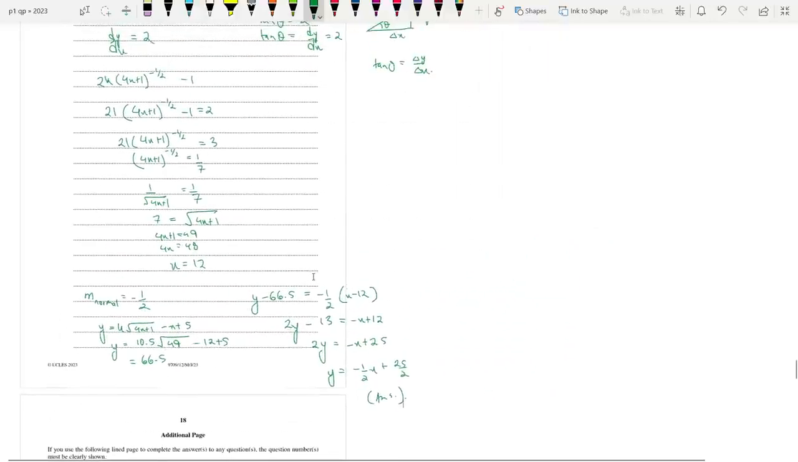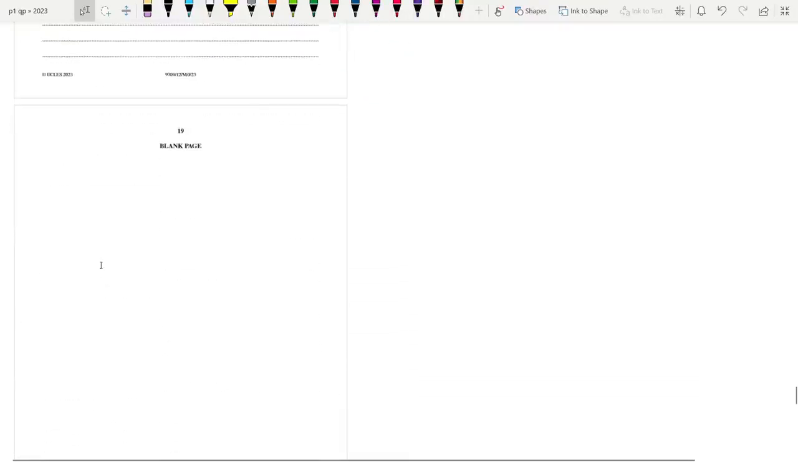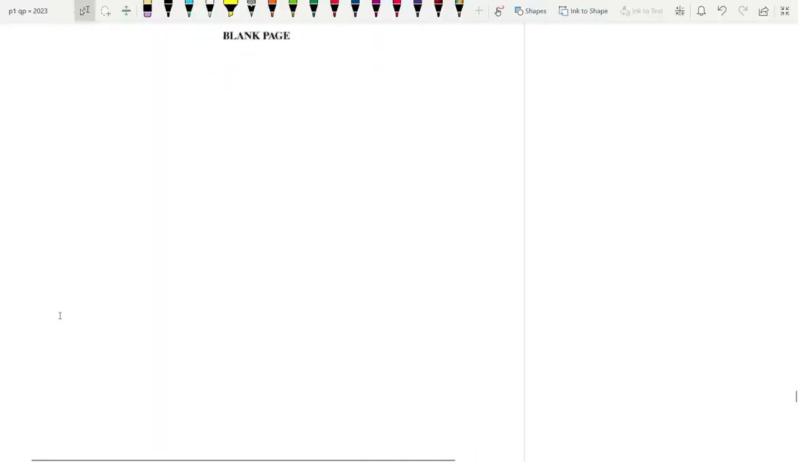So yes, difficulty wise, a lot of candidates have been saying that this variant particularly was probably the hardest variant for pure math paper 1 in the last 10 years. So it was pretty complicated. Anyway, that is it for today. Hope I could help you guys.